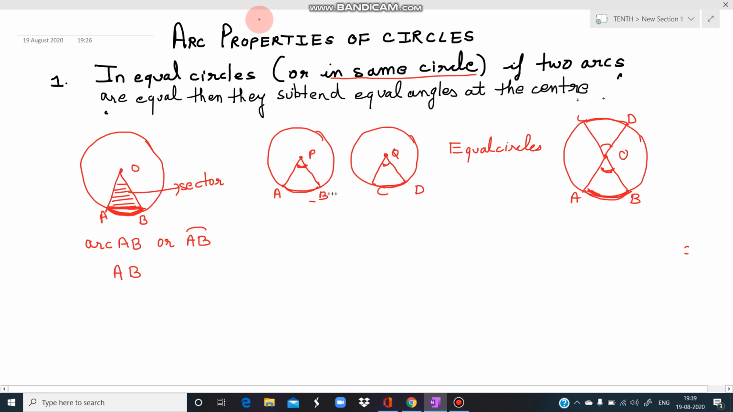Students, now comes the converse of the above theorem. Now this comes the second arc property of circle. In equal circles or in same circle, if two arcs are equal, then they subtend equal angles at the center.